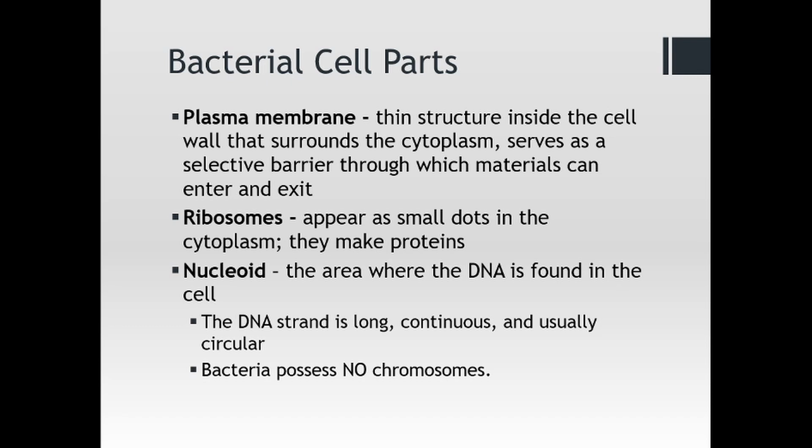Ribosomes appear as small dots in the cytoplasm. They're required for making proteins through the process of translation, which bacteria must carry out, as all cells must. And the nucleoid is the area where the DNA is found in the cell. And if a term ends in -oid, that means it's like its prefix. So a nucleoid is like a nucleus, but it's not a nucleus.